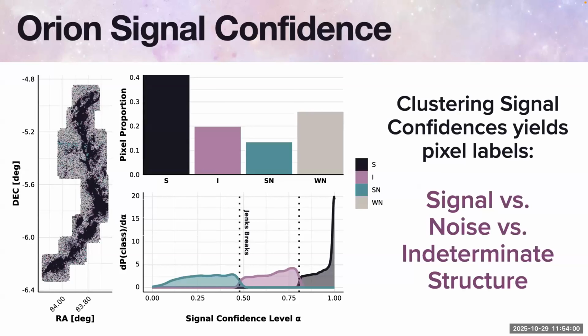So what does this look like for Orion, right? Once I produce this continuous signal confidence value, I then clustered the distribution of those values because I've predefined these tranches: signal, structured noise, or an indeterminate region. So instead of just arbitrarily putting cutoffs on this distribution, I just clustered it. And when I do that, I end up with the dark purple signal-dominated stuff, which is about 40% of what's in Orion.